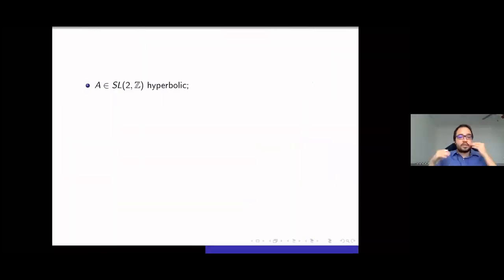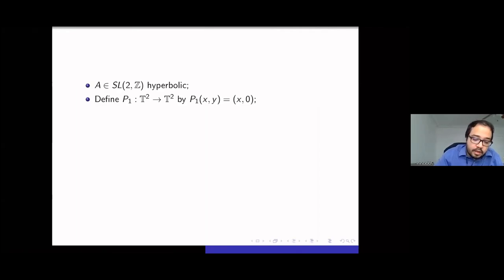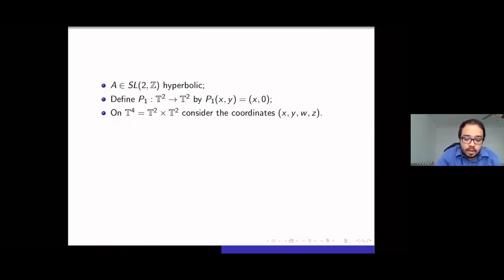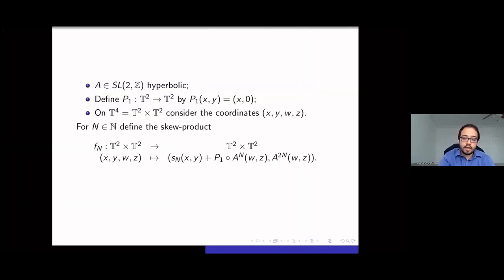Okay, so the idea is to couple this with some hyperbolic thing. And so we fix some hyperbolic matrix in SL(2,Z). In the two-torus, we define this projection on the first coordinate, which takes (x,y) and sends it to (x,0). And now we want to couple these things. So we look at T4, with coordinates x, y, w, z. And this is the Berger-Carrasco example.